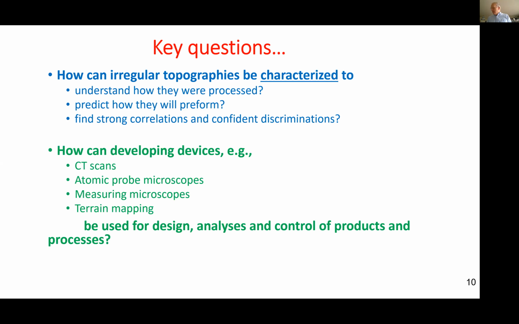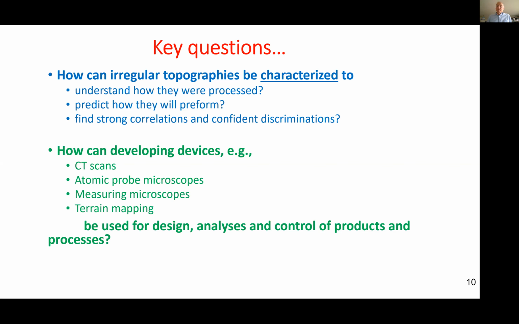Atomic probe microscopes get down to the very fine scales where there's lots of important fine scale interactions taking place. A little bit coarser, the measuring microscopes like the Sensofar that we had at WPI, the once and future Sensofar. It's been moved out temporarily because nobody can get in to use it anymore. Terrain mapping is another interesting one. So there's a wide range of scales here, from atomic really to planetary.